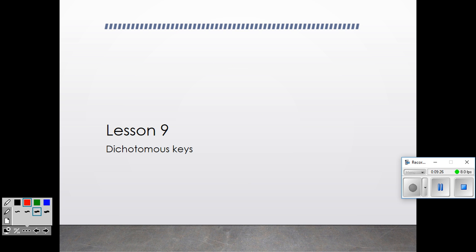Lesson 9 is about dichotomous keys, which is a tool that scientists use to help them classify organisms. So it relates to the last lesson because we said that they do classify them, and this is a tool. So first I'm going to tell you about what it's like, show you an example, and then you will start working on making your own dichotomous key.